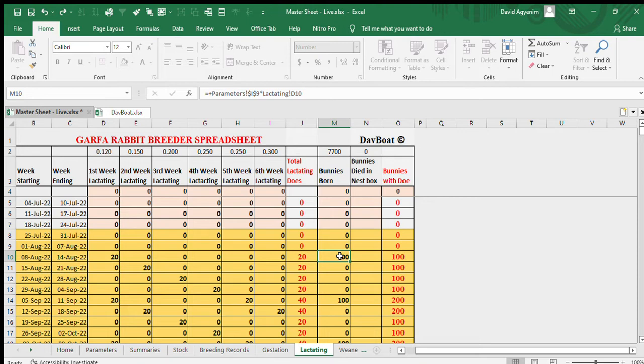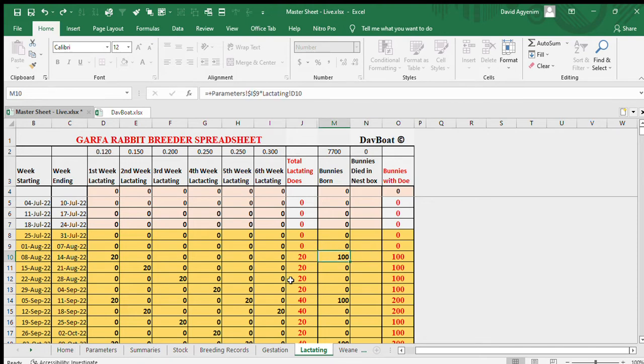Now you are unlikely to have exactly 100 births. So after these 20 give birth, you count the live ones. How many bunnies were born alive? 98, 95, 110, 102. You input that figure here. Let's say you have 105. You put that figure here, that these 20 gave you 105 live bunnies. That's how you maintain the bunnies born that particular week. The actual number of bunnies born is what you put here.